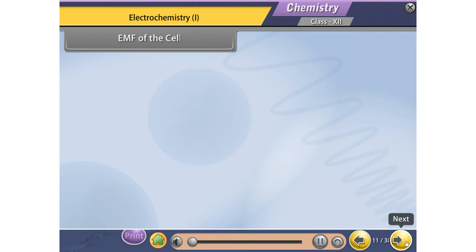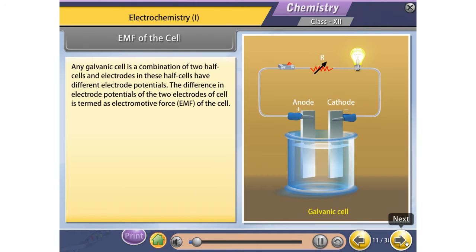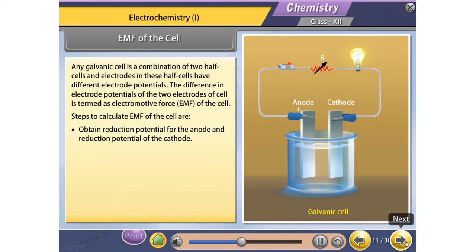EMF of the cell. Any galvanic cell is a combination of two half cells, and electrodes in these half cells have different electrode potentials. The difference in electrode potentials of the two electrodes of the cell is termed as electromotive force of the cell. Steps to calculate EMF of the cell are: obtain the reduction potential for the anode and the reduction potential of the cathode.